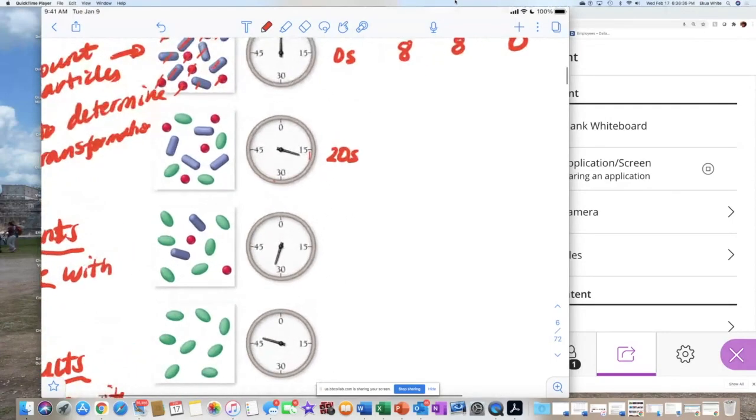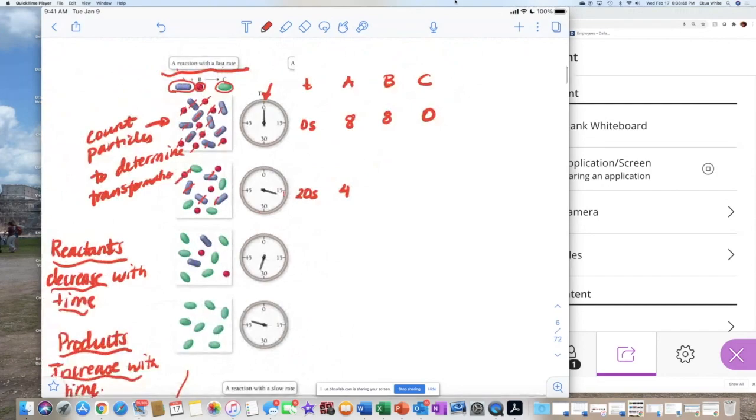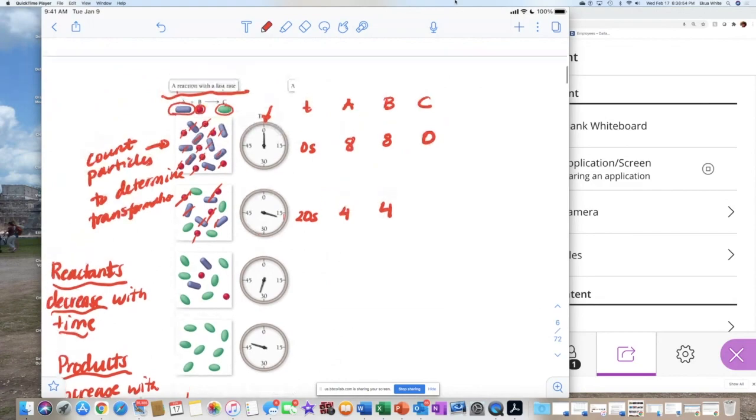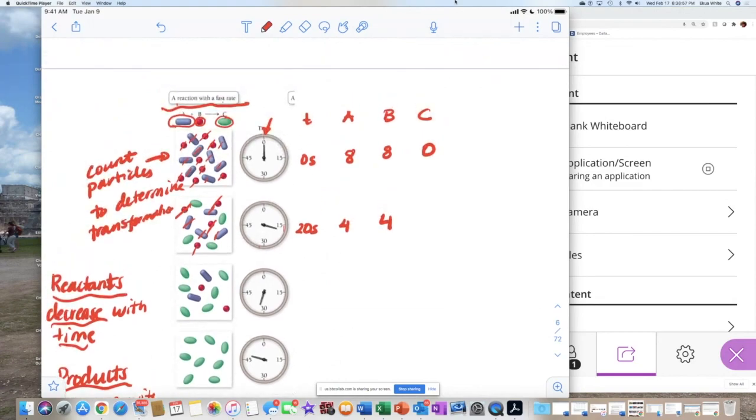Okay, our reactants, starting with the blue ones, right? 1, 2, 3, 4. Oh, look, we only have 4 left. Now I'm only counting what is left, not what has reacted, right? There's only 4 left. And then the red, 1, 2, 3, 4, there's only 4 left. So if 4 of A, I can say here 4 reactants reacted, right? 4 of both reactants reacted.